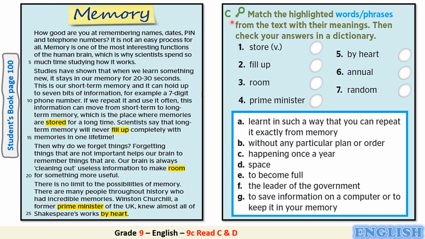This is exercise C in the student's book page 100. In this exercise, we are going to match the highlighted words or phrases from the text here with their meanings. Look at these words or phrases: store, which is a verb, fill up, room, prime minister, by heart, annual, and random.